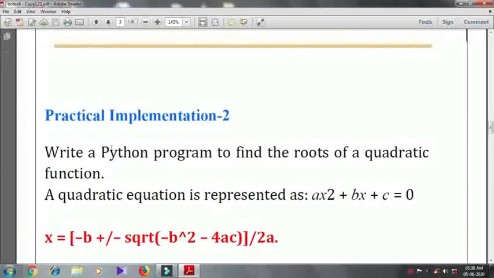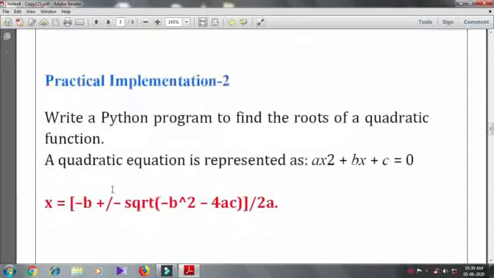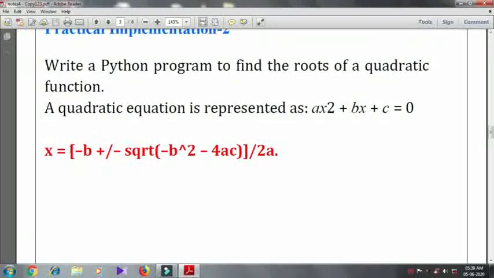Next question, Python program to find the roots of a quadratic equation. A quadratic equation is represented as ax square plus bx plus c equal to 0. Here a, b and c are numbers, where a is not equal to 0. Its roots are minus b plus or minus sqrt of b square minus 4ac by 2a.